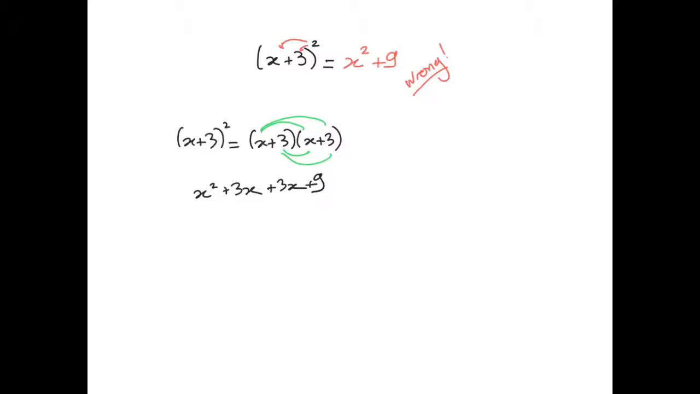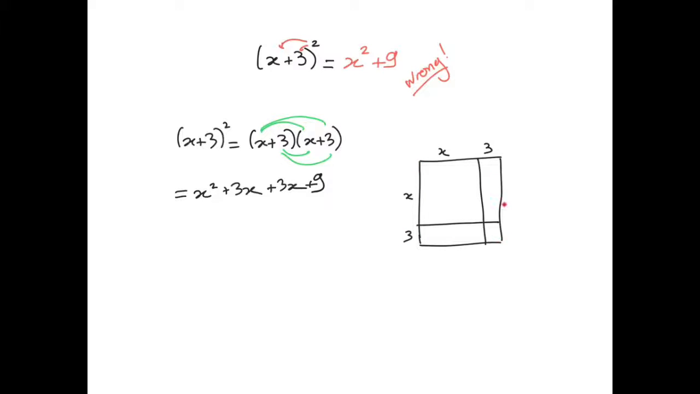So you see that with this expansion, you find the x squared, you find the 9, but you're forgetting about the two cross products. The x is also multiplying the 3, and this 3 is also multiplying this x. There is a very visual way to remember that we have two cross products here, and that is to interpret this as an area.